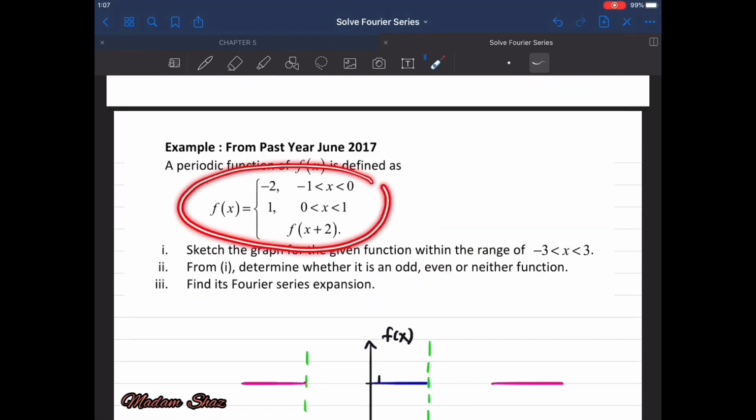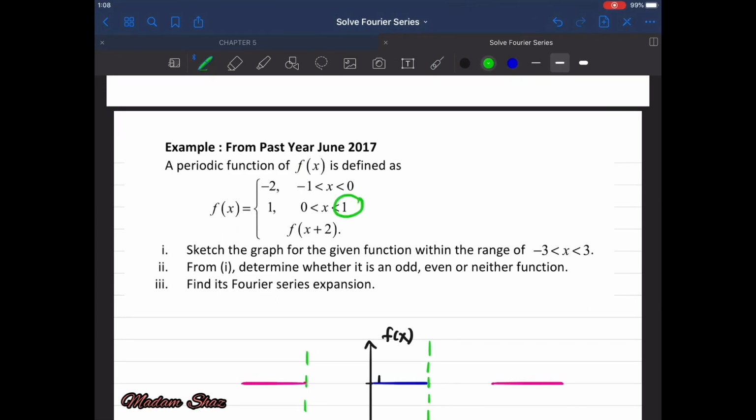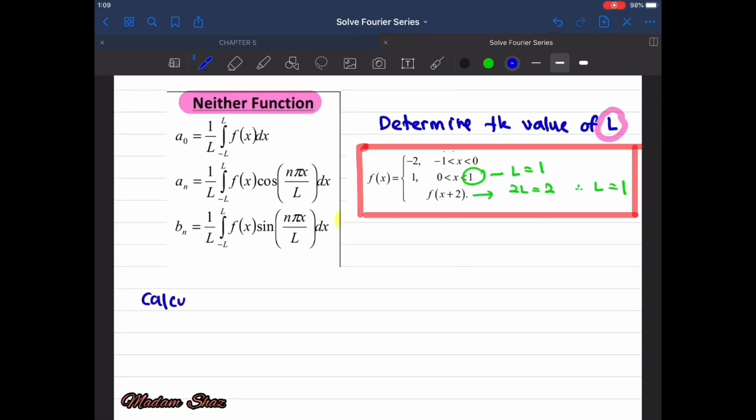Okay, so this is our function. In order to determine the value of L, you can refer to the highest limit here. So our L is equal to 1. Or you can refer to the periodic function here, f(x+2), whereby 2L is equal to 2. So therefore L is equal to 1. Either one will be accepted. So therefore our L is equal to 1. So first we calculate a0.